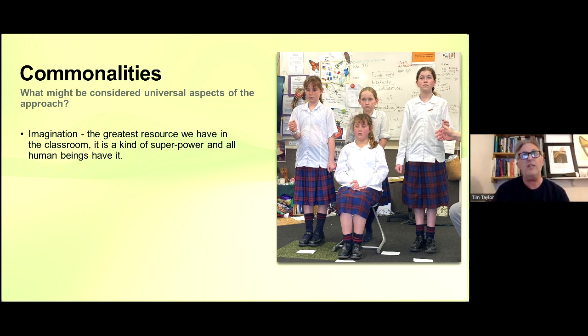So one of them is that we all have this superpower of imagination, and that this is the greatest resource, I believe, that we have in the classroom. And it's infinite, it's free, and you can draw on it as much as you like, and it's there all the time.